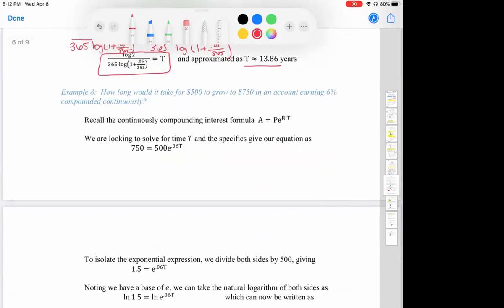Let's continue with example 8. How long would it take for $500 to grow to $750 in an account earning 6% compounded continuously? I see the word continuously, so I know I will use the formula for compounding continuously. Recall the continuously compounding interest formula: A equals P e raised to the rt.